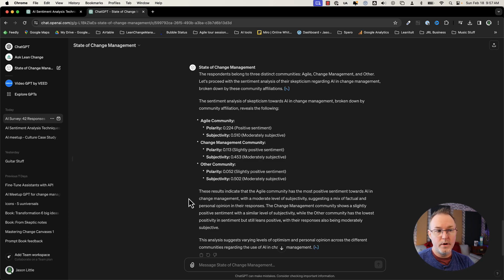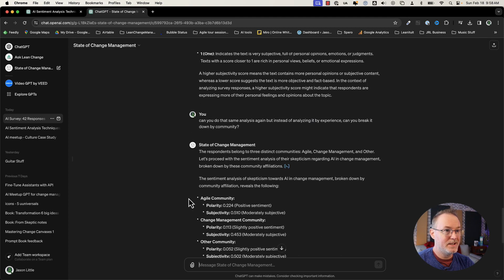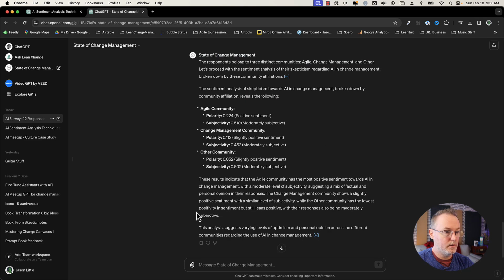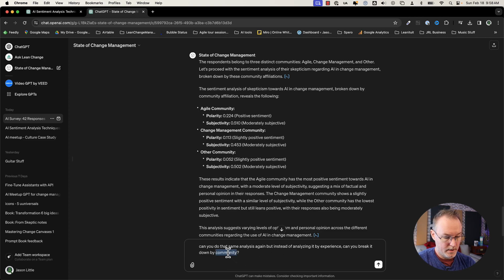So the summary that it comes up with, obviously you can see it on the screen, but if you're listening in your podcast listener thingy, the Agile community has the most positive sentiment towards AI in change management. Now, I want to do the exact same thing, but this is the last one I'm going to do, because I think you get the point of what you can do here. But I want to break it down by technical level.